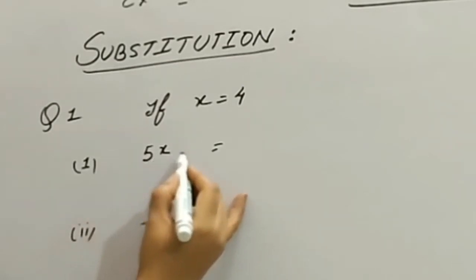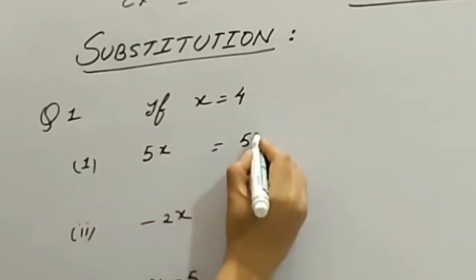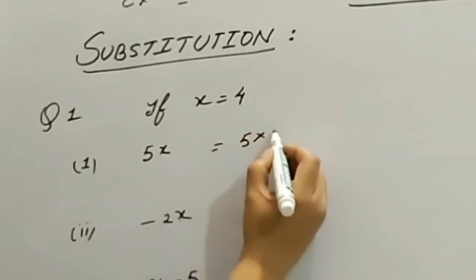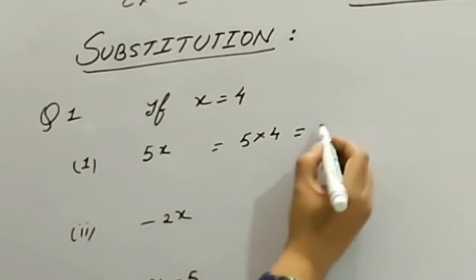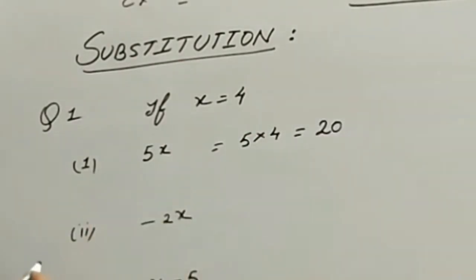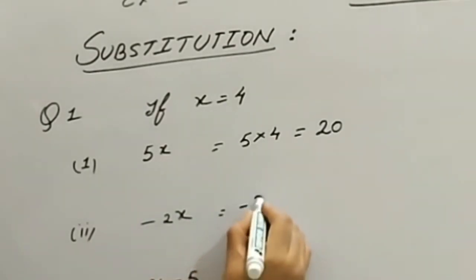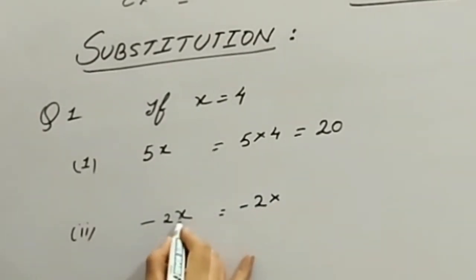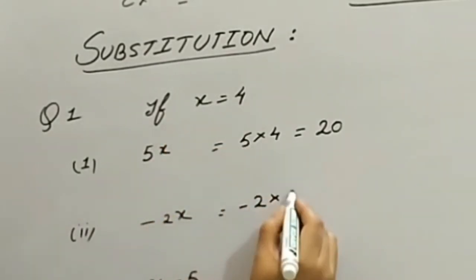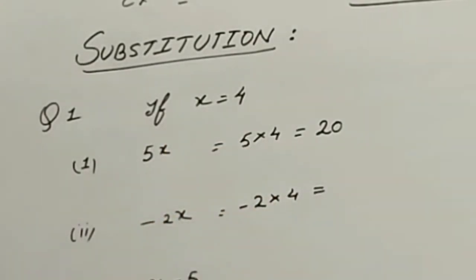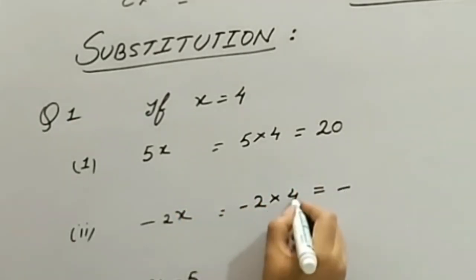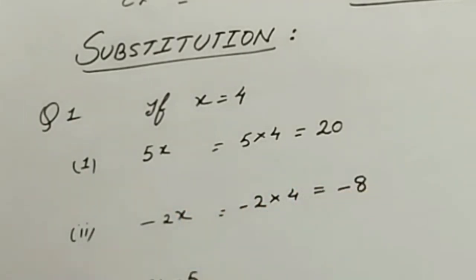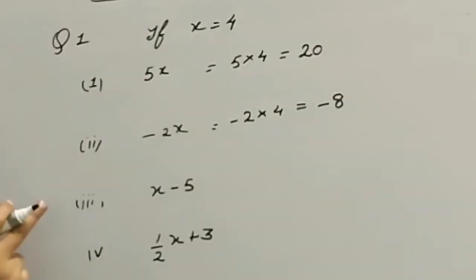Let us move to the first one. 5x means 5 into x. So 5 into x, substitute x equal to 4 here. It becomes 5 into 4, 20. Question number 2, minus 2 into x. It means minus 2 into what is the value of x? x equal to 4. Use the properties of integers and solve. Minus into plus is minus, 2 4s are 8. Hence the product is minus 8.